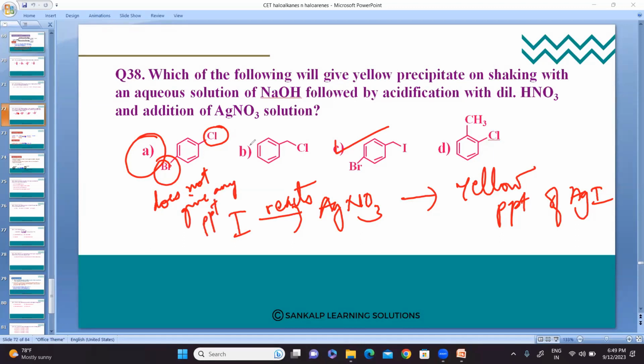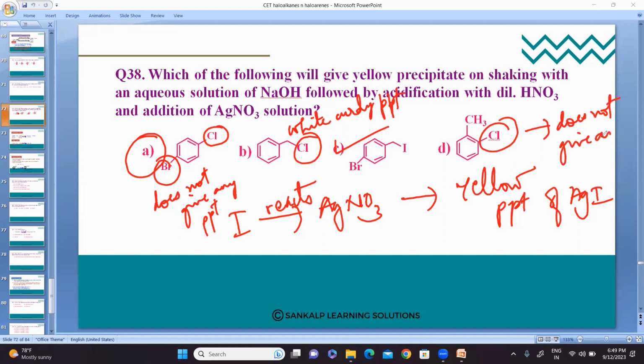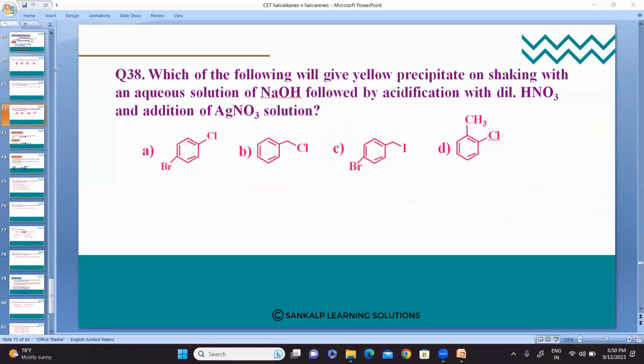Then in B, chlorine is present. It gives a white curdy precipitate. And in this condition, it does not give any precipitate. So which is given? It is option C. I hope it is clear. Only iodine will react with silver nitrate solution and give you a yellow precipitate of AgI.